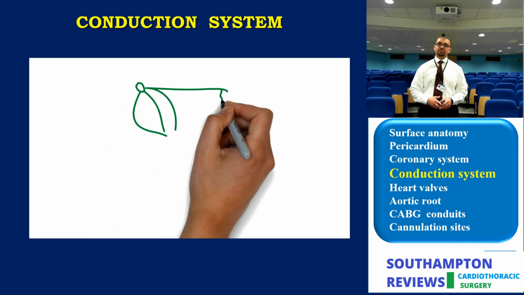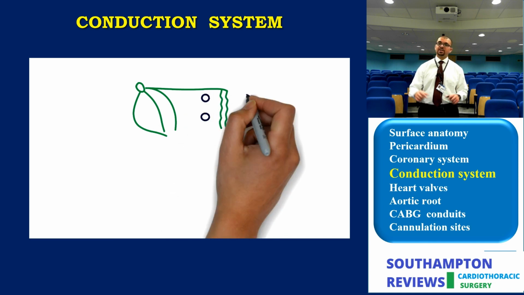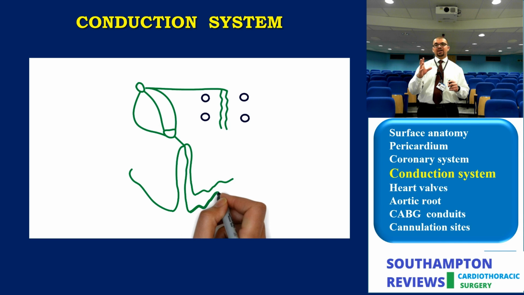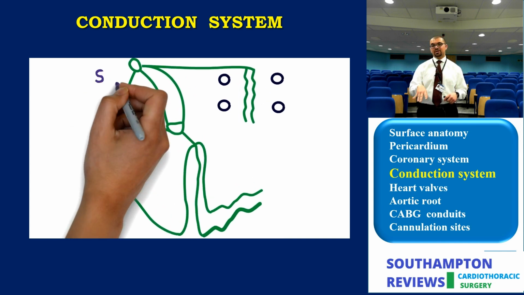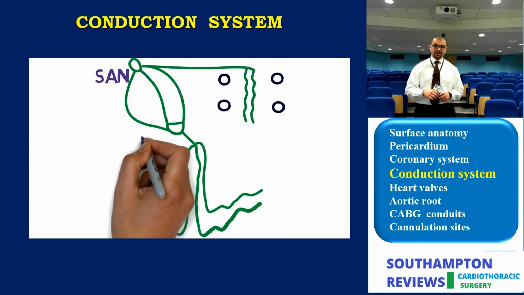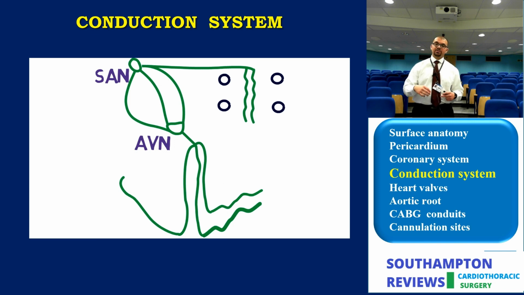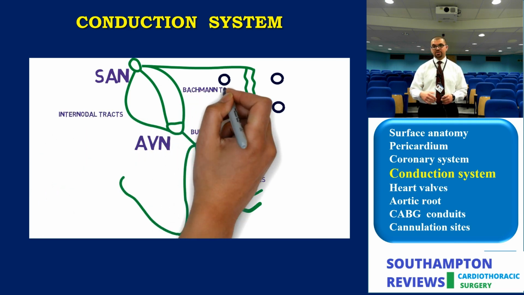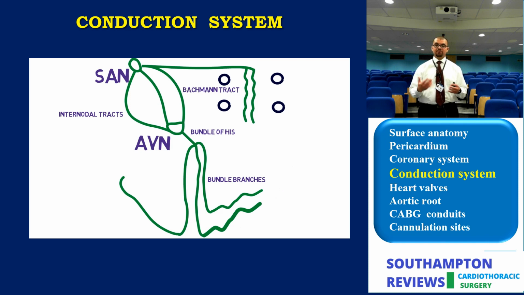Conduction system, starting with the sinoatrial node, sending conductive tissue to the left side via the Bachmann tract, as you can see here, and sending conductive tissue to the AV node via internodal tracts. Then the bundle of His originates from the AV node and divides into right and left bundles. The left bundle is then further divided into the anterior and posterior fascicles. Hence, in ECGs, you have bifascicular block and trifascicular block, depending on how many bundles or fascicles are affected.